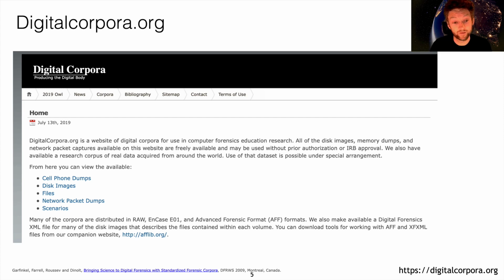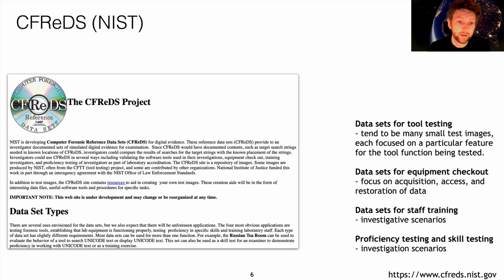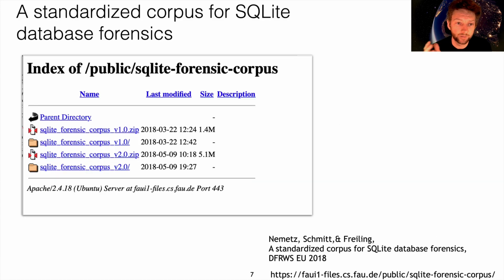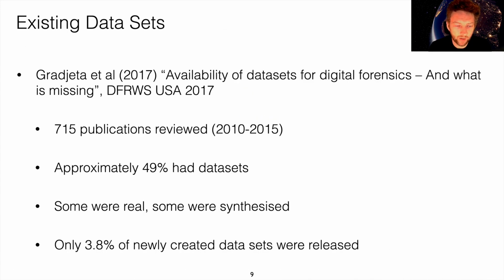There are a variety of data sets that exist. Digital Corpora is probably one of the most famous, with a variety of disk images, mobile phone dumps, etc. NIST has some data. They also talk about the different types of data sets, smaller ones for tool testing, but then the larger data sets that would be needed for full investigative scenarios. There are smaller data sets that now focus on specific file types, SQLite in this case, which is very sensible given its ubiquity.